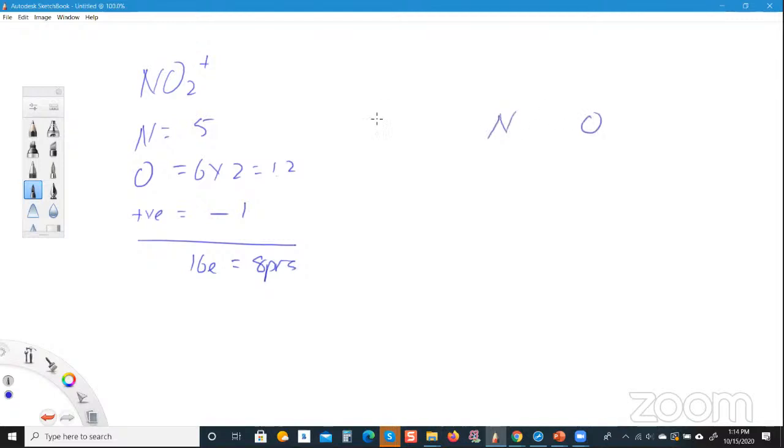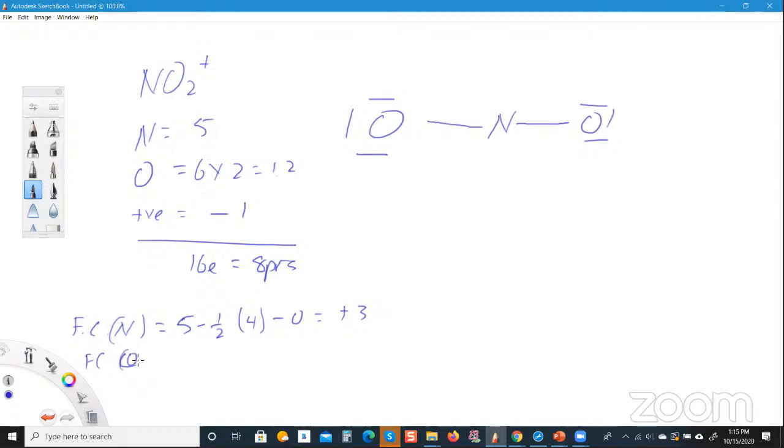Okay, so we put the nitrogen in the middle, surrounded with the oxygens. Then what? Bonding pairs first, right? 1, 2, then 3, 4, 5, 6, 7, 8. All right. Okay, so formal charges. What's the formal charge of nitrogen? Nitrogen, that would be group number 5 minus half of 4 is 2 minus 0, which gives us a +3 charge. Very good. And then for the oxygens? Oxygens, 6 minus half of 2 is 1 minus 6, which gives us a -1 charge. Okay, so the nitrogen has +3, and each oxygen has -1.